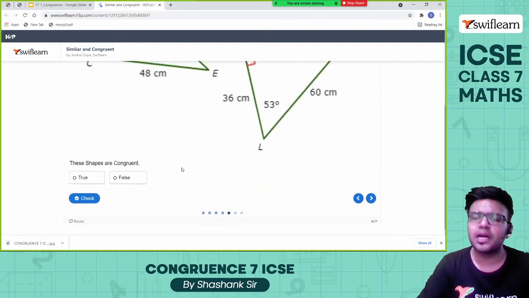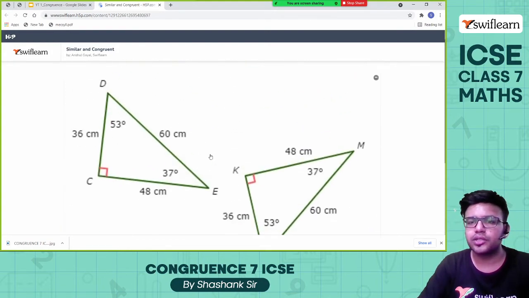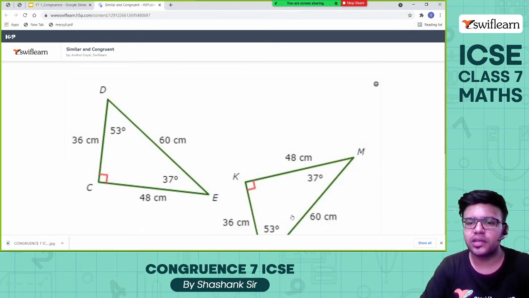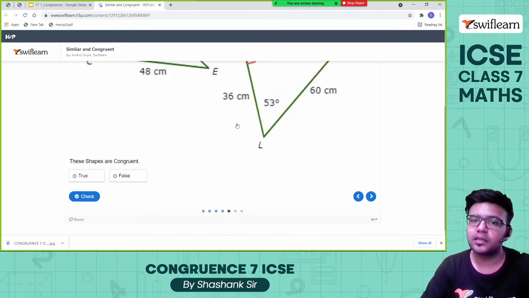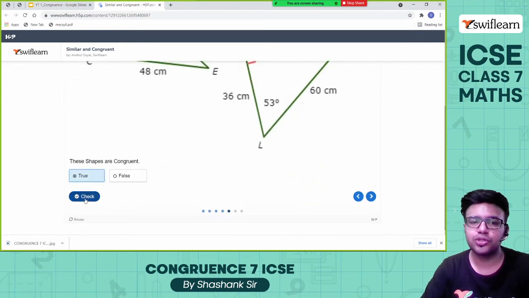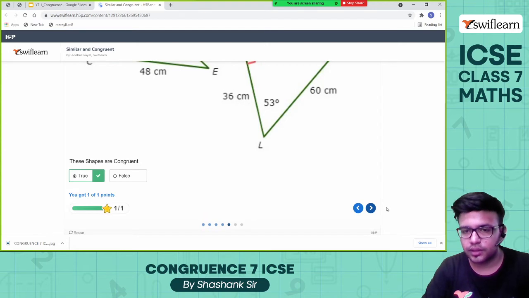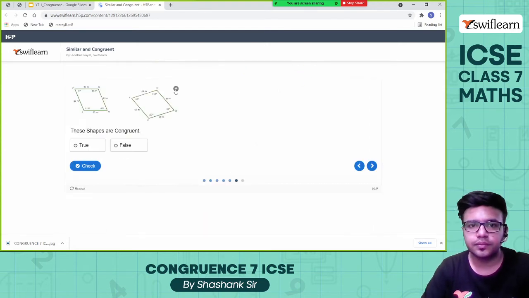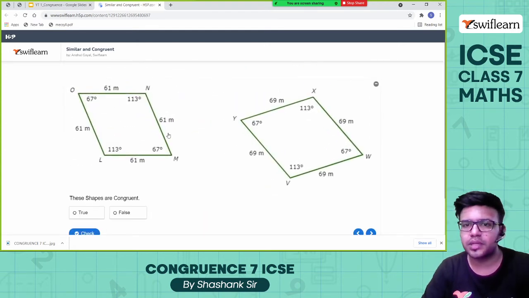So these shapes are congruent. Okay. Check this out. 48 is there, 40 is there, 60 is there, 60 is there. Opposite to 60, 90 is there. 36 is there, 36 is there. So this is true. Yes. These two shapes are congruent.